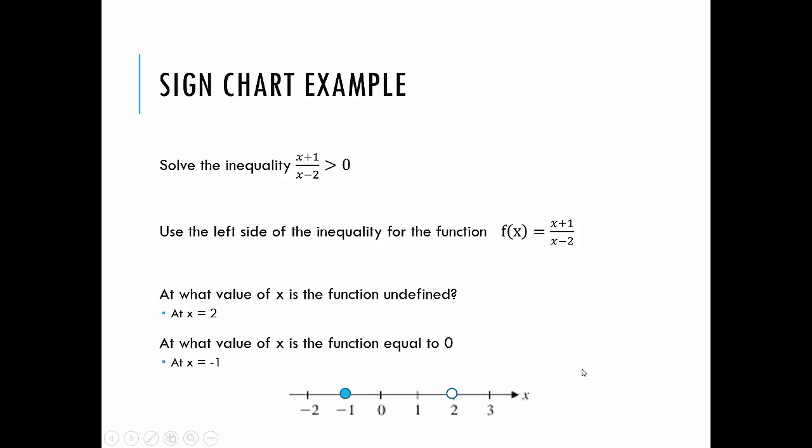So I make my partition at x equals -1. That's okay to plug in, so that's solid. I have an open circle for my partition at x equals 2 because the value of the function does not exist at x equals 2. It's undefined.